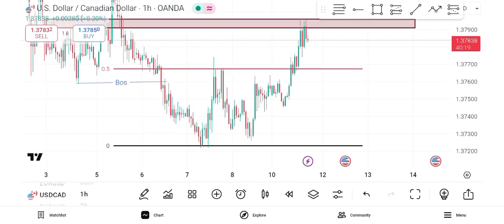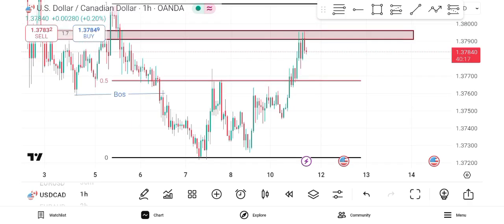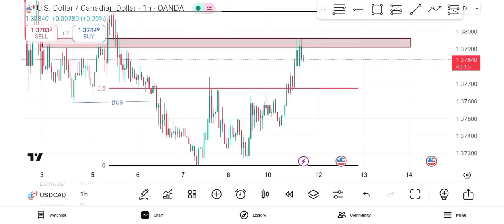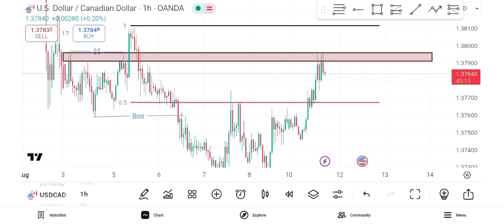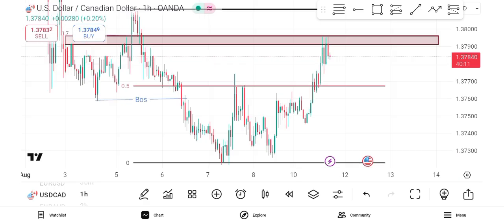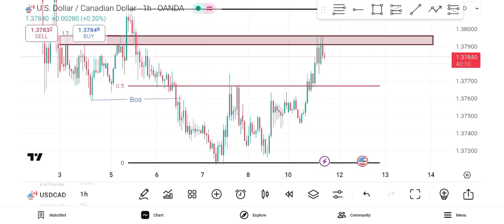Right here on the 1 hour time frame, I don't think I see anything here. But let's just focus on our entry right here. So assuming you want to buy right here now, and we're in the buyer's area like this.